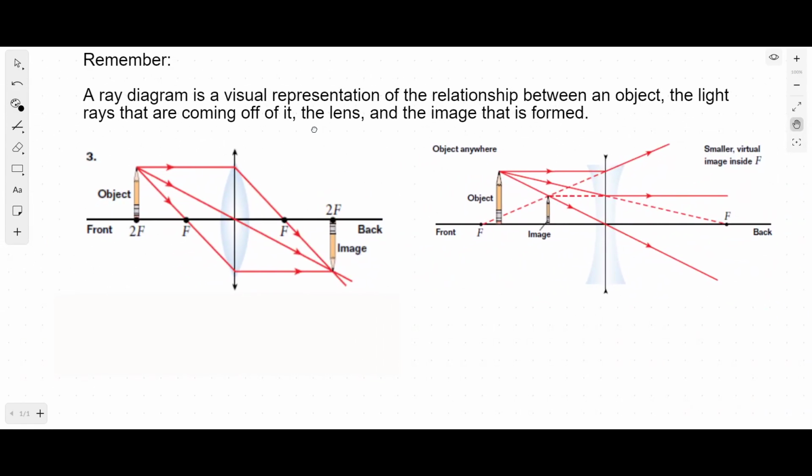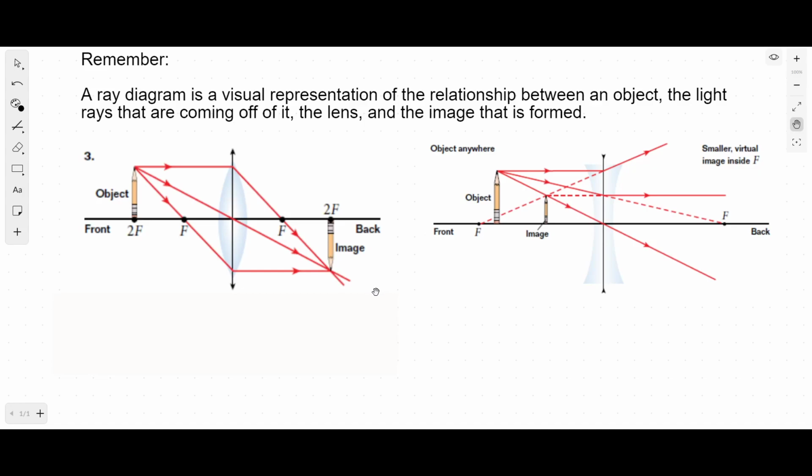I want to start by reminding you what a ray diagram is. What the text says is a ray diagram is a visual representation of the relationship between an object, the light rays that are coming off of it, the lens, and the image that is formed. So on the left you have a ray diagram for a convex lens creating an inverted image, and on the right you have a concave lens creating an upright image, but a smaller image in between the object and the concave lens.